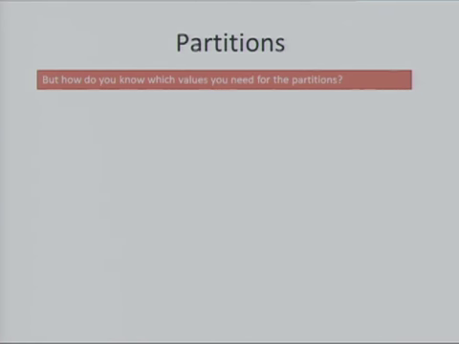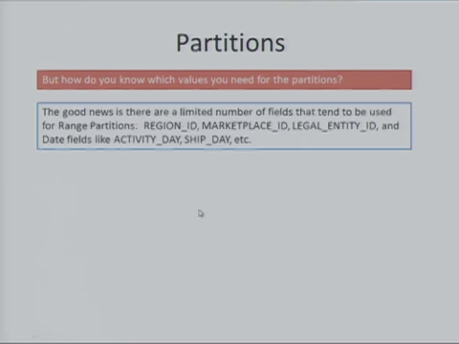So then the next question that comes up is, okay, how do I know what the values should be for the partition? And the good news is there's only really 3 main.